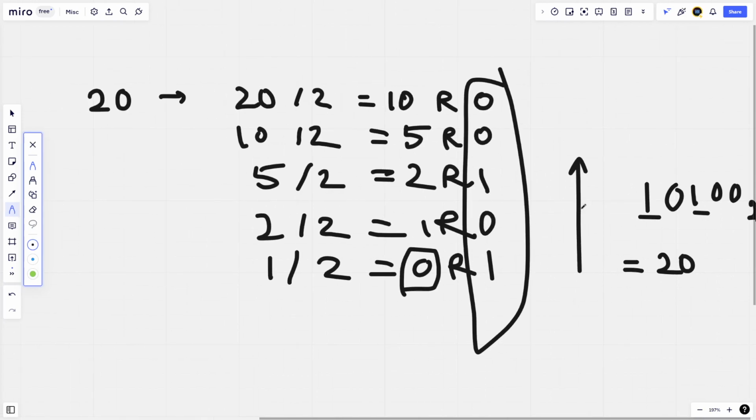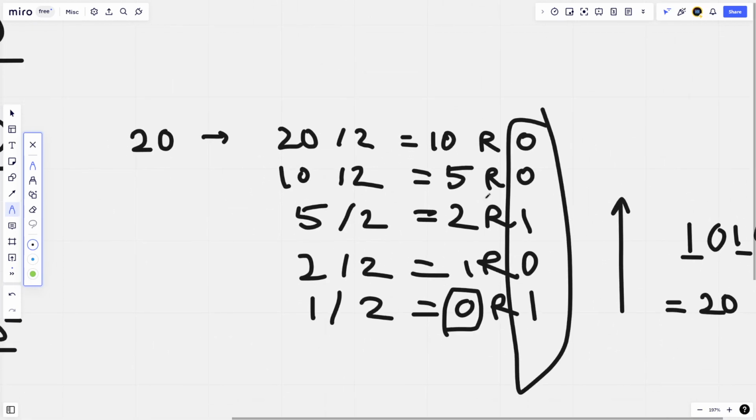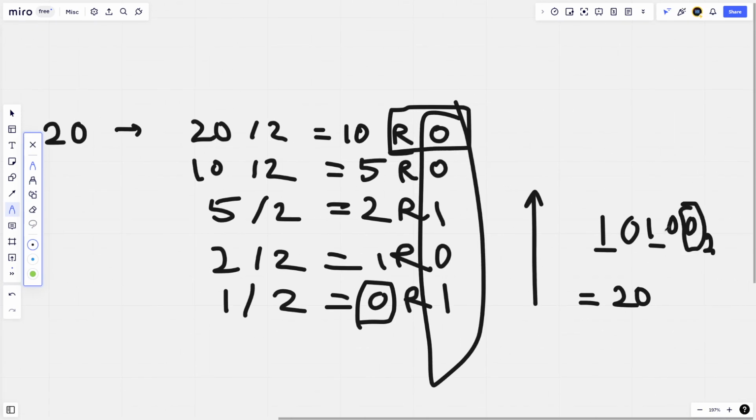Now, why did this work, though? Well, we know that if a number is odd, then the last digit has to be a 1, and if it's even, the last digit has to be a 0, right? Because all of the previous digits represent even numbers, 2, 4, 8, 16, 32, etc. All of those are even. Only the last digit is a 1. So when we divide it by 2, if it's odd, the remainder will be 1, which means that the last digit has to be a 1. If our number was even, then the remainder will be 0, so the last digit needs to be a 0.